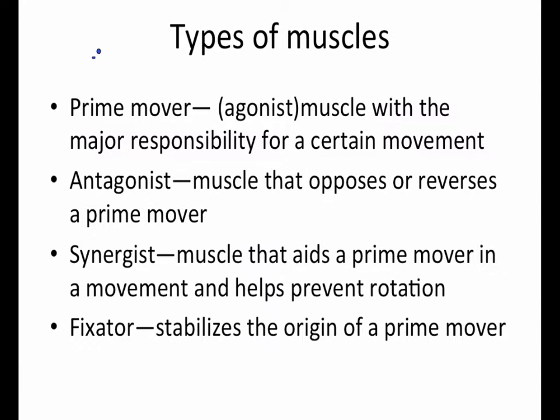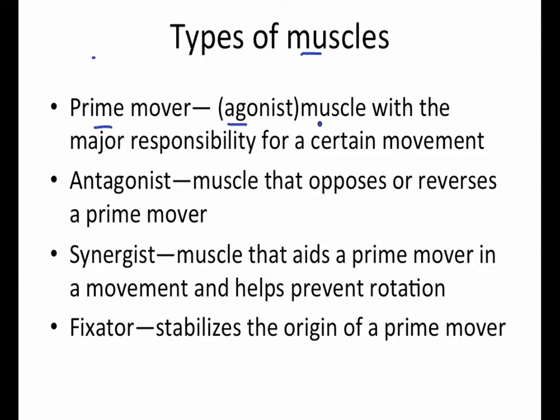Hey, this is Mrs. Reichelt, and we just finished up going through different types of muscle movements. So now we're really going to start classifying each type of muscle. So first up here, we're going to go through each of these four really large classifications, and the first one is called a prime mover or an agonist.